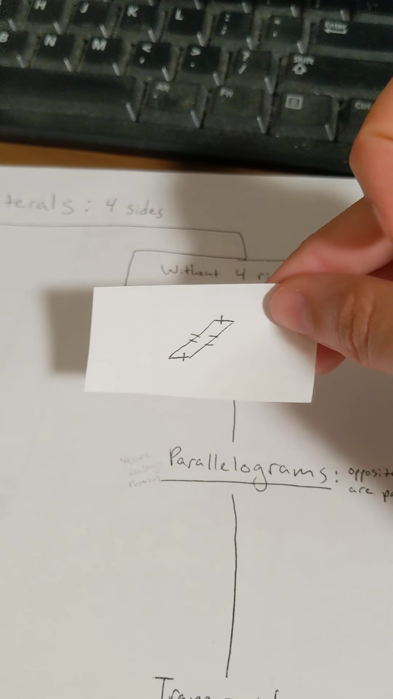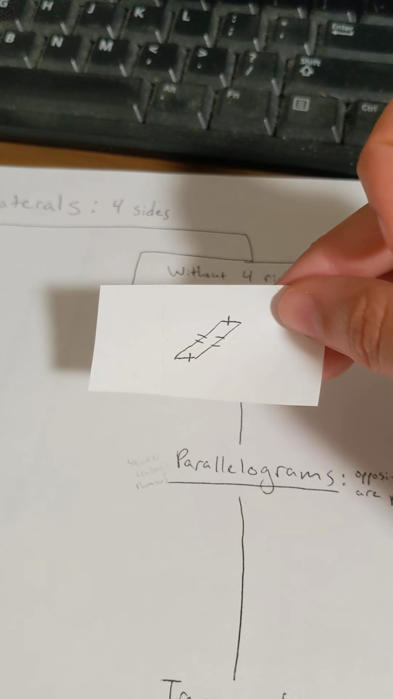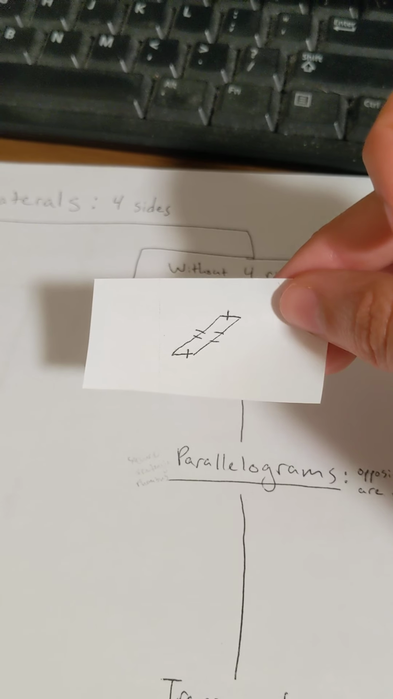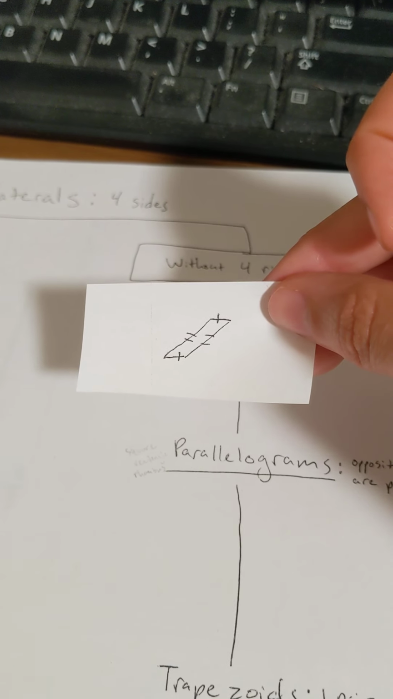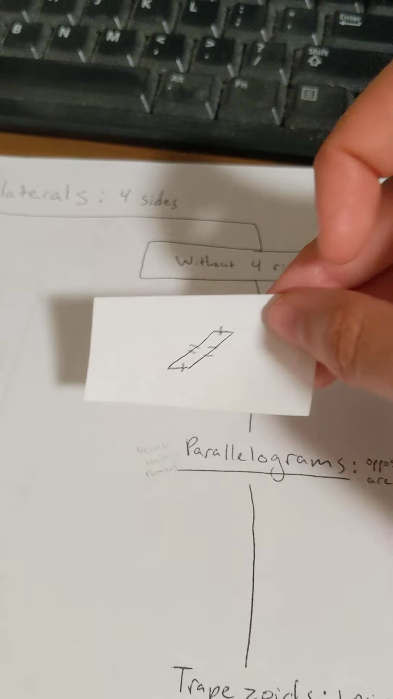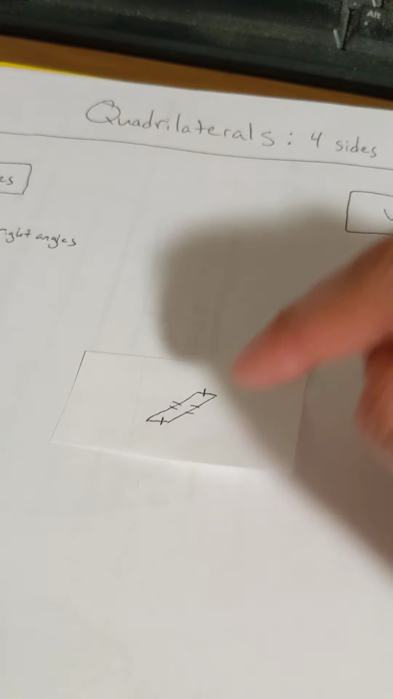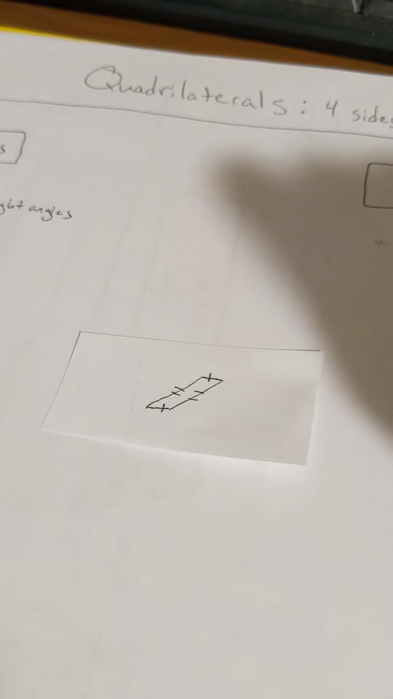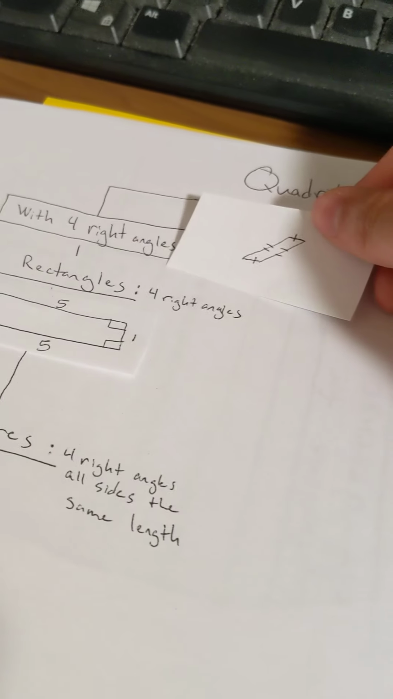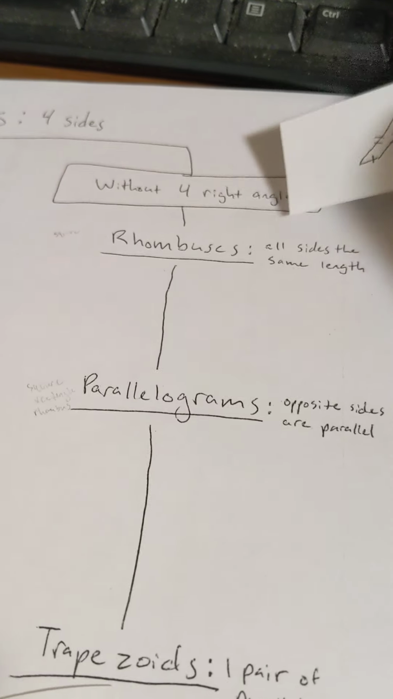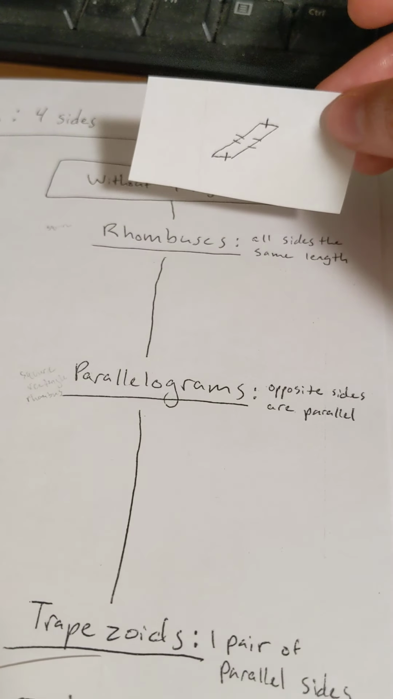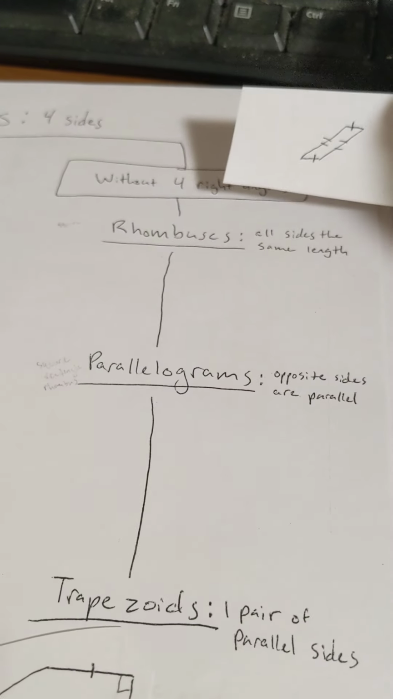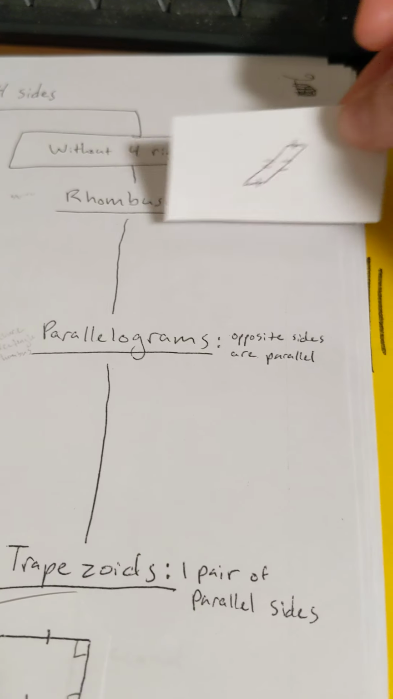All right, so it's the small one that has 2 lines on the left and right side and 1 line on the top and bottom. Okay, so let's see. Do we see any right angles? Any boxes that show us that these are right angles? No. So, it doesn't have 4 right angles, right? This one says without 4 right angles, so this is probably going to be the side we're going to be on. So rhombuses, all sides are the same length.